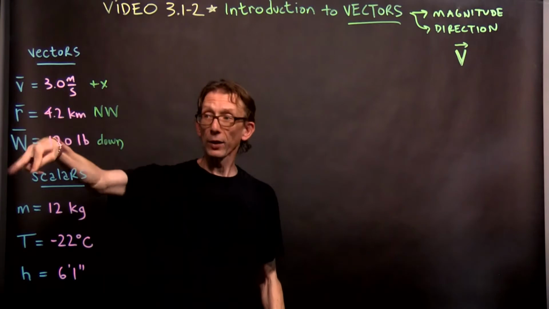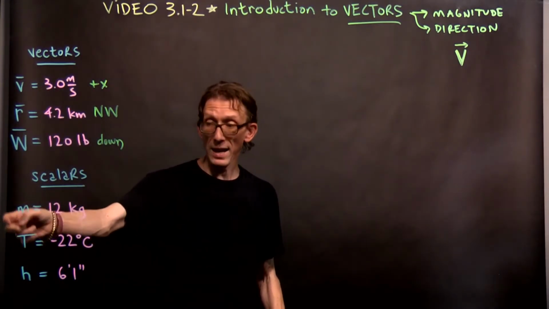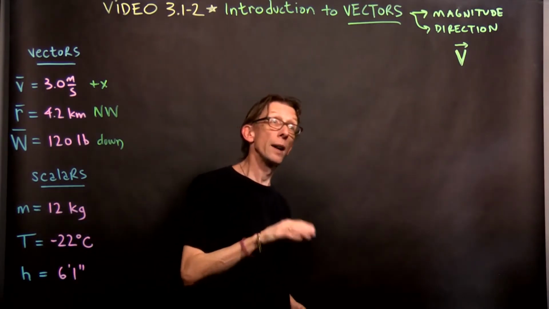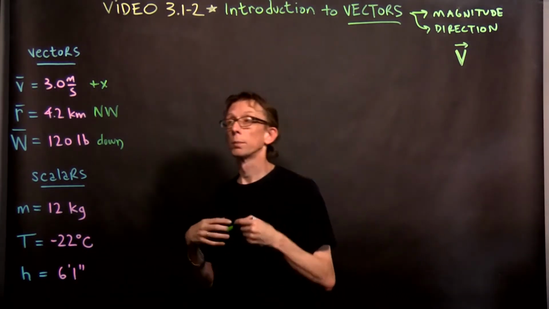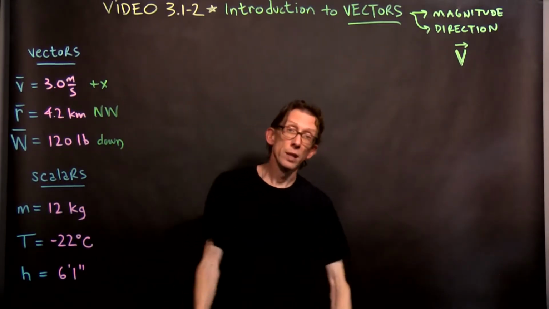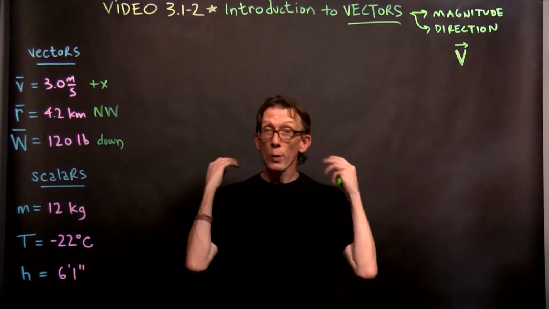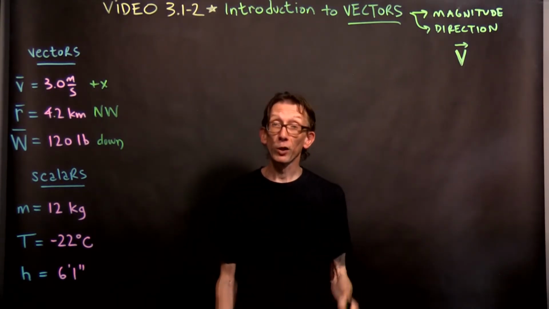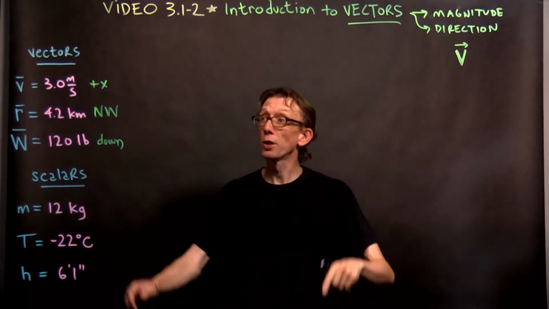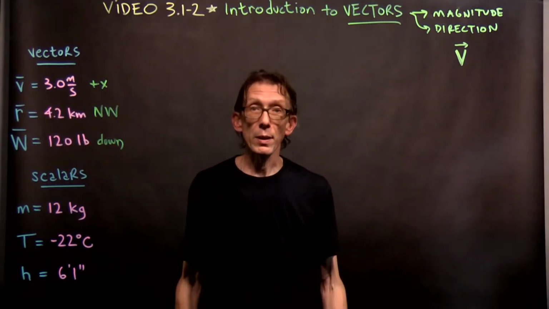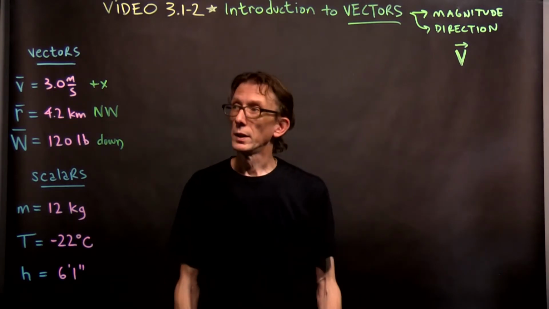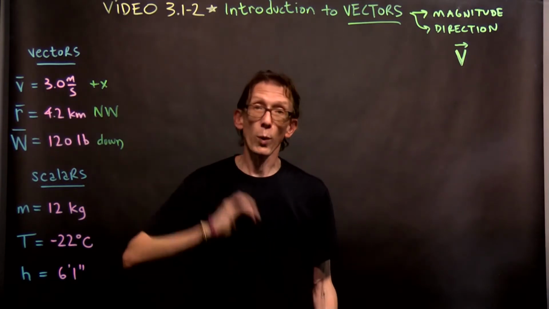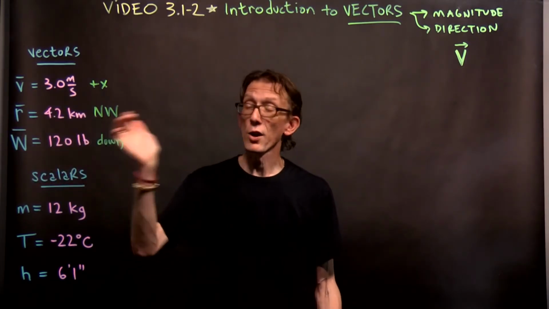So these quantities are vectors, these are not. No lines over these. That's mass, temperature, and height. So I indicate a vector by just putting a line over the symbol. We haven't done this so far, but we're doing it now from here on out. Those are all three vector quantities, and each of them has a magnitude. In the case of this velocity, 3 meters per second. The magnitude of the displacement r is 4.2 kilometers. The magnitude of the weight is 120 pounds.